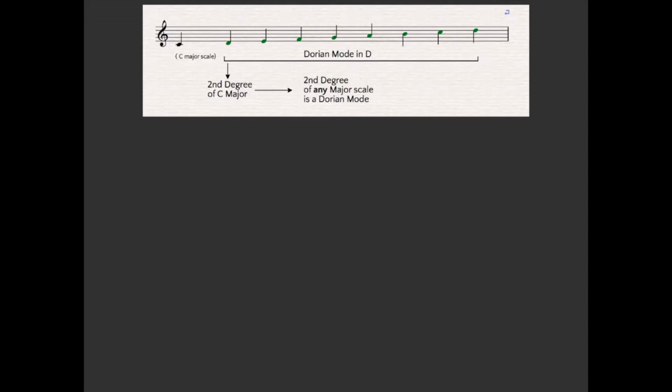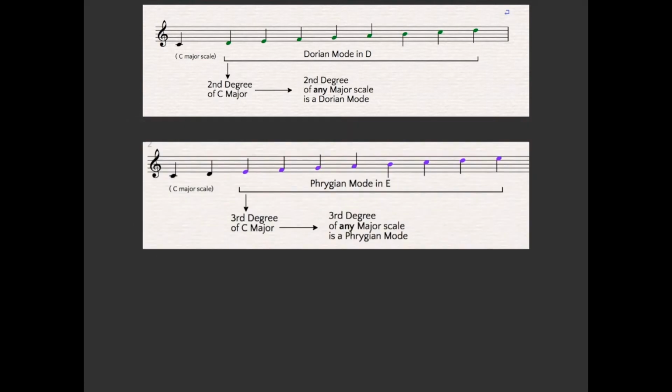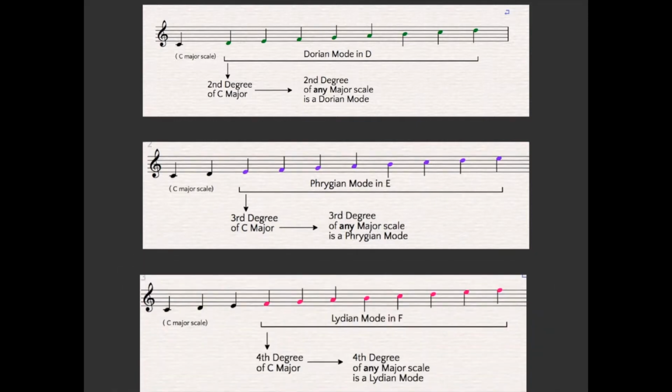If we were to start on the third degree, we'd find the Phrygian mode. The third degree of any major scale, C major, D major, F major, the third degree of any major scale is a Phrygian mode. And so on and so forth. Here's the fourth degree. At the fourth degree of the scale, we find the Lydian mode.